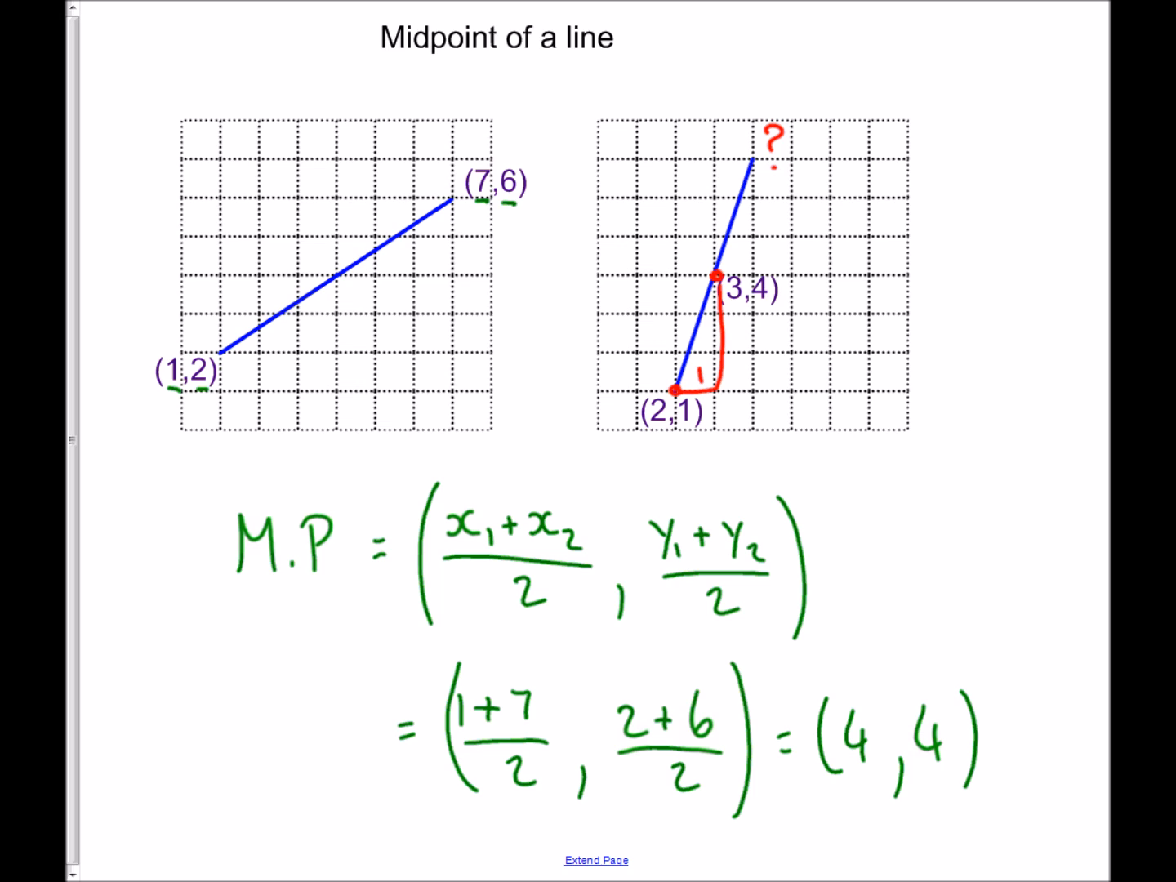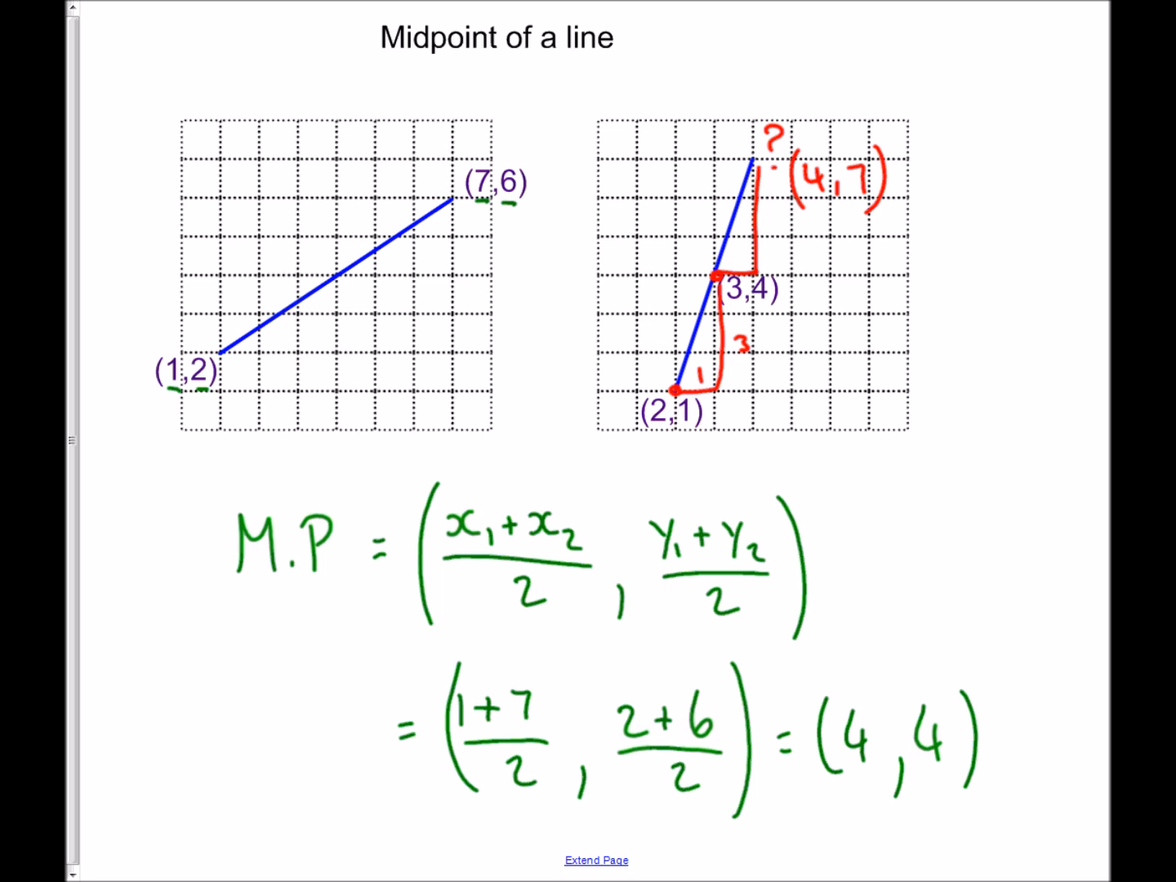Well, I'm going across 1 and I'm going up 3. So I'm just going to do the same thing again. I'm going to go across 1, I'm going up 3. So 3 across 1 takes me to 4, and 4 up 3 takes me to 7. So I can see that 4, 7 is my final coordinate.